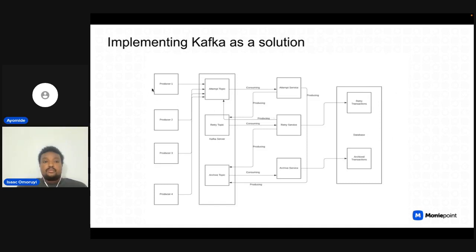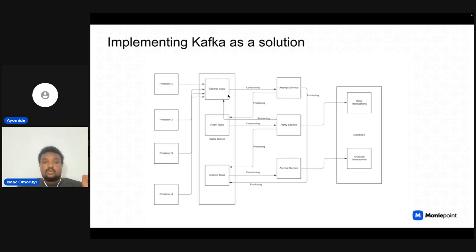Looking at this, we have producer one, producer two, producer three, and producer four. We can think of these as various services. Let's call this maybe a settlement service, this a recurring service, let's say a deposit service, or a reversal service. They produce to the Kafka server, and in the Kafka server we have a topic that they produce to. We call it the attempt topic. The attempt topic holds the transactions that we process initially. So when we initially get transactions fresh, they are sent to this attempt topic.